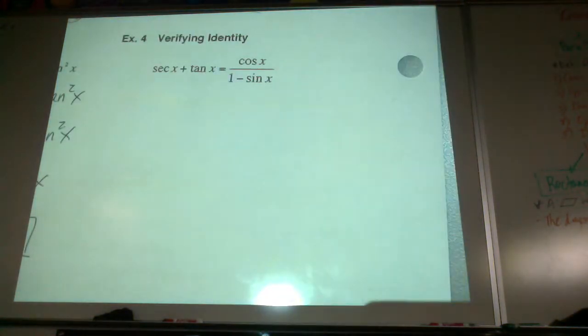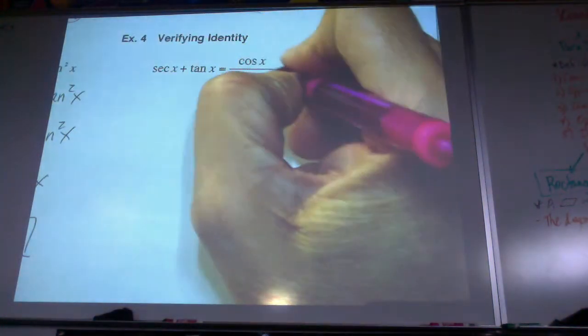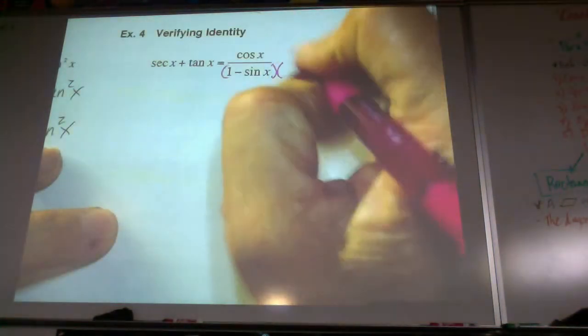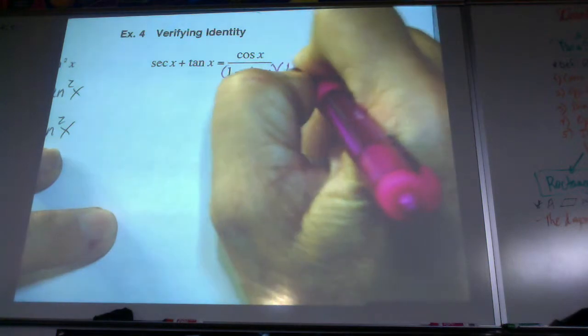So in order to do that, I want to multiply this by its conjugate. Usually if I multiply a binomial by its conjugate, I'm going to get something that is squared, and you notice there's a 1 there, which means I can then use a Pythagorean identity. So I'm going to multiply top and bottom by 1 plus the sine of x.